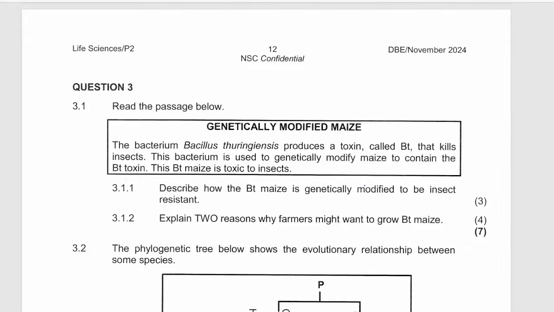All right, we go to question number 3. Read the passage below and answer the question. Genetically modified maize: the bacterium Bacillus produces a toxin. It produces a toxin that kills insects. This bacterium is used to genetically modify maize to contain Bt toxin. This Bt toxin is toxic to the insect.